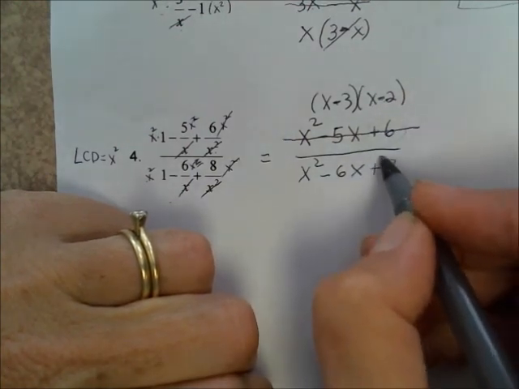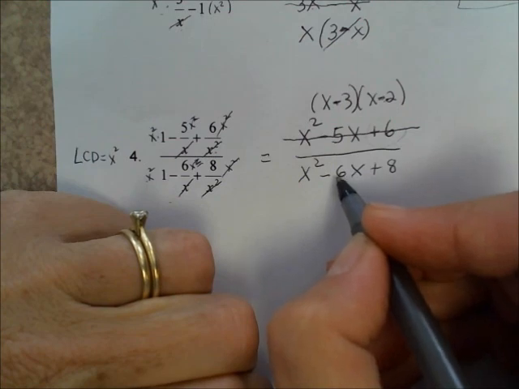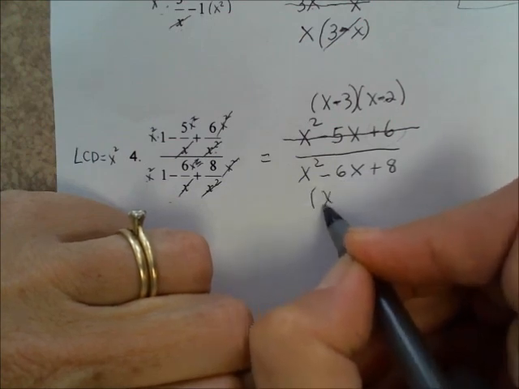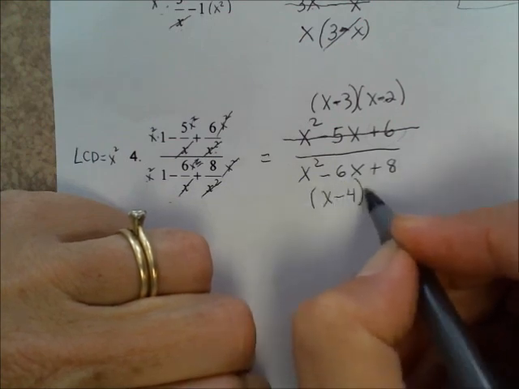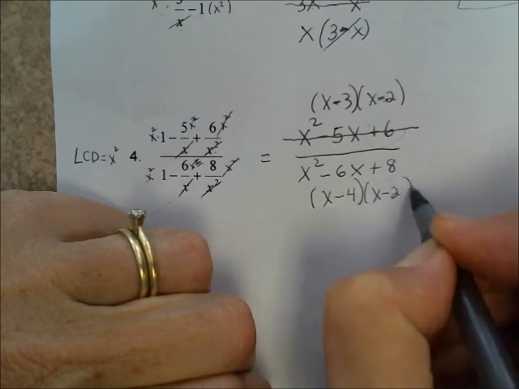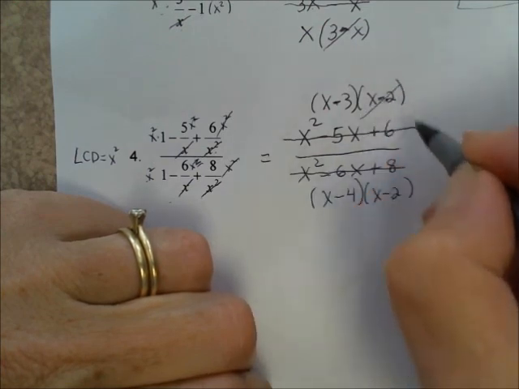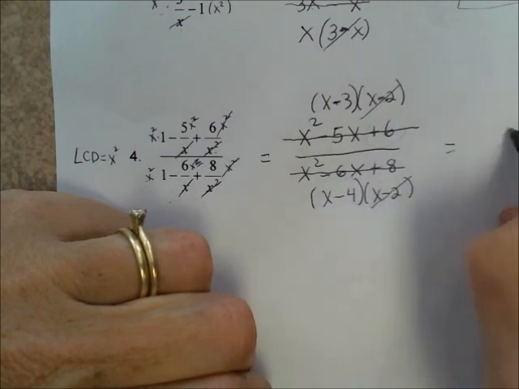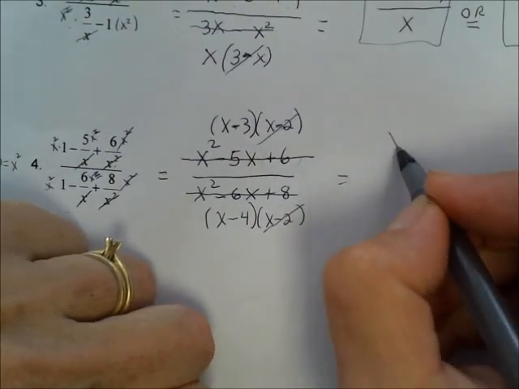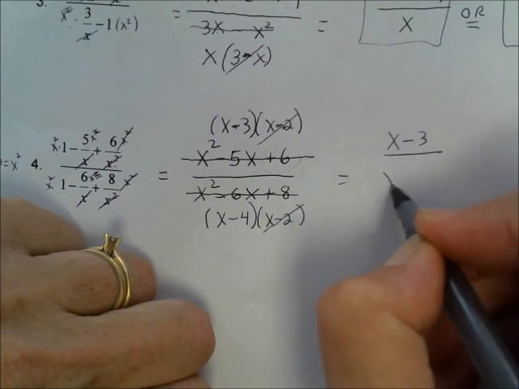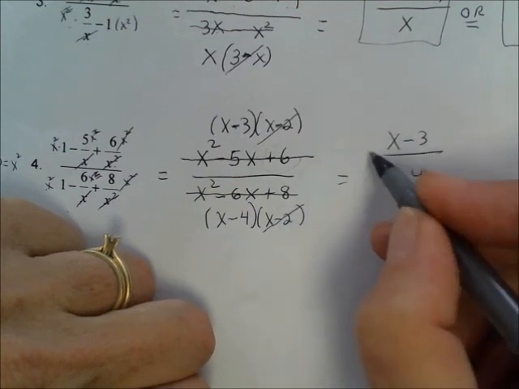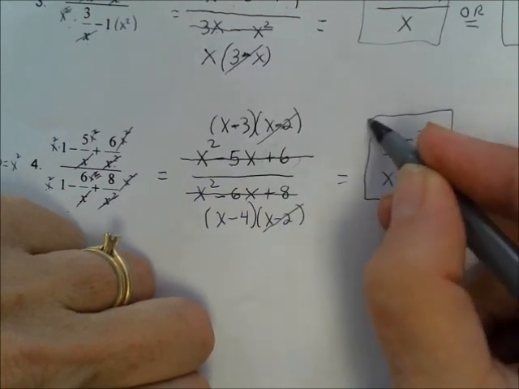The factors of positive 8 that add up to negative 6 are 4 and 2, a negative 4 and a negative 2. And now the x minus 2's will cancel, and all you're left with is x minus 3 on the top, x minus 4 on the bottom. Don't cancel those x's, they are terms.